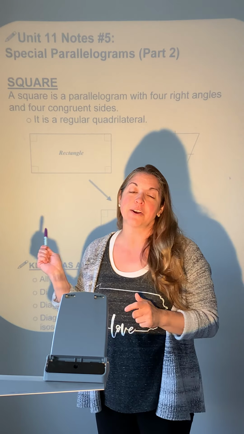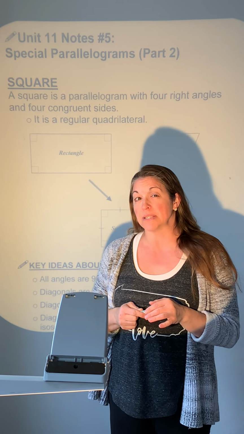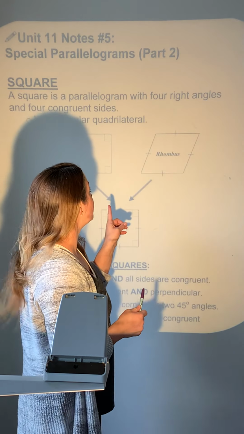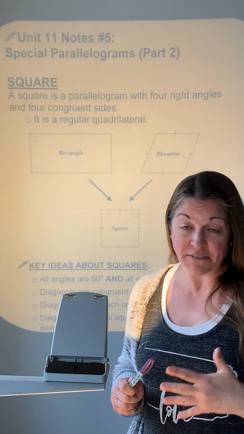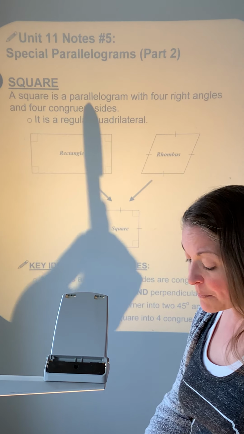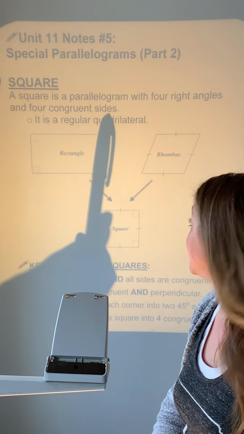Hi everybody, these are Unit 11, Notes number 5. We're still working on special parallelograms, but this time we're going to focus on the square. So the technical definition for a square is a parallelogram with 4 right angles and 4 congruent sides.